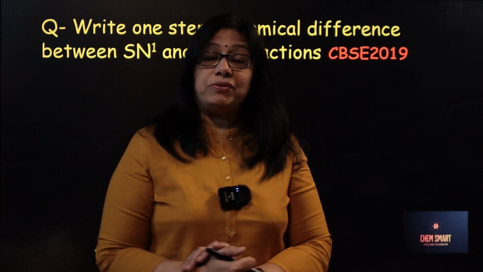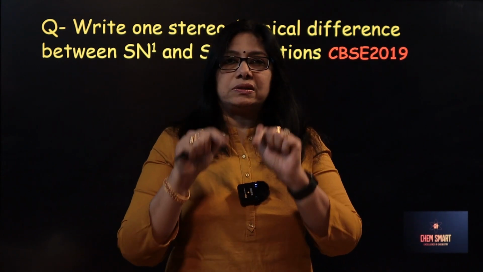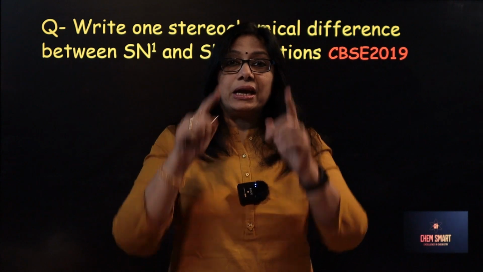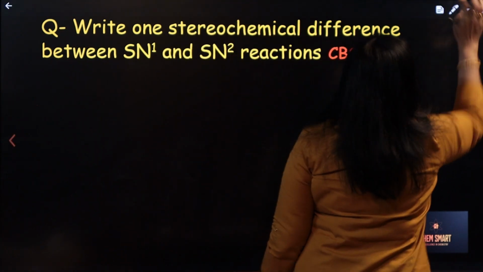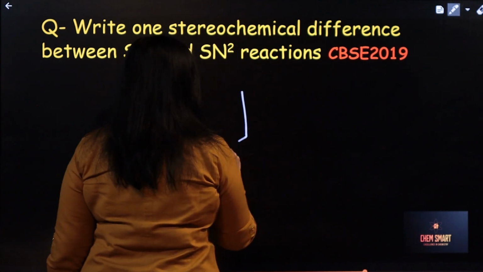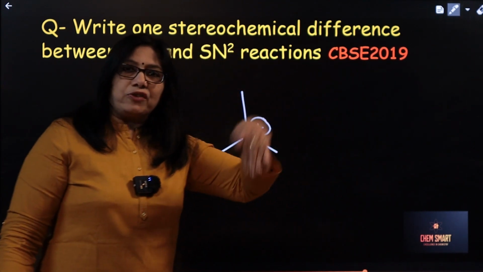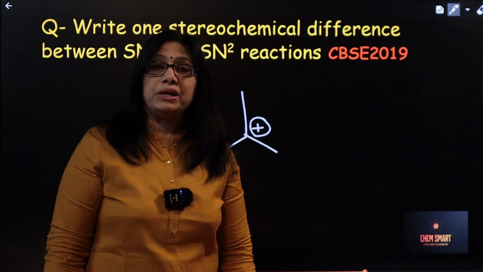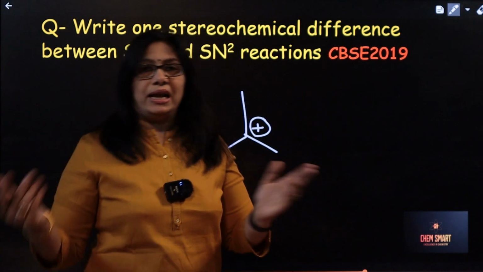SN1 reaction we have discussed. It is followed by racemization, because in SN1 reaction, step 1, we are getting a carbocation. Carbocation is trigonal planar. We have discussed it before. So it can be attacked from either side. That means there will be equal proportions of dextro and levo isomers.